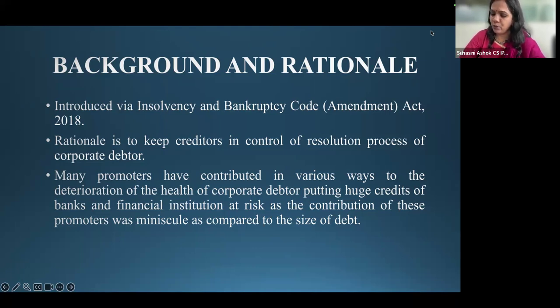Section 29A was notified. So what is the main object of this amendment? The rationale is to keep the creditors in control of the resolution process and to plug out the promoters who have contributed in various ways to the deterioration of the stressed corporate debtor by putting huge credits of banks and financial institutions at risk. This contribution of stress by the promoters was minuscule compared to the size of the debt, because the creditors and the larger market stakeholders were suffering because of the stress.